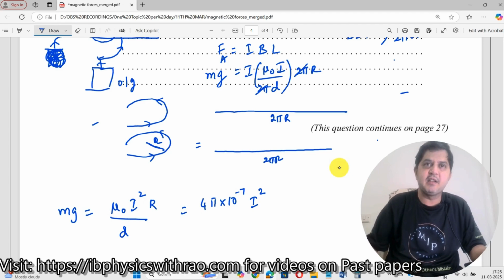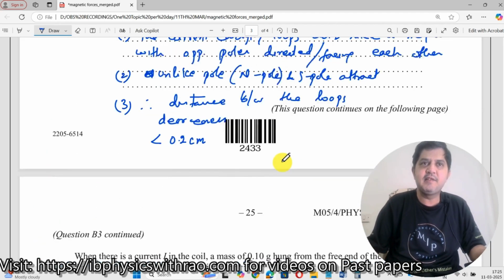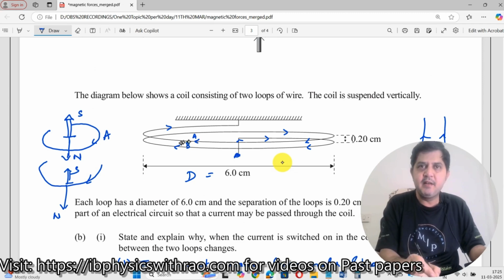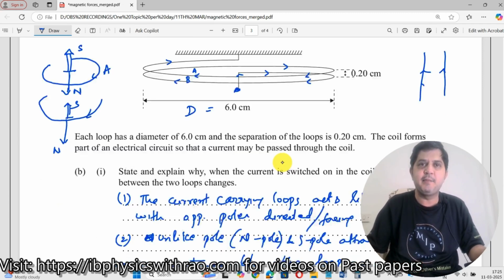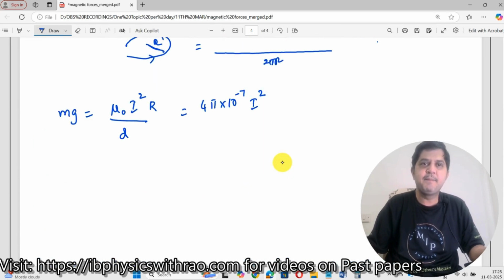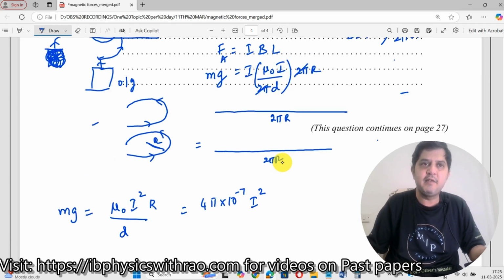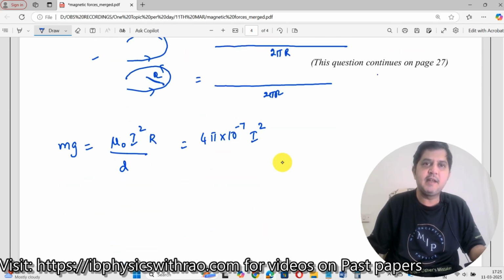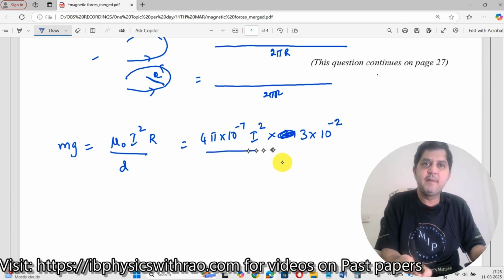What is R here? R is nothing but the radius of the coil. The diameter of the coil is 6 centimeter, so the radius should be 3 centimeter. So I will write this as 3 centimeter, multiplied by 3 into 10 power minus 2, divided by D.